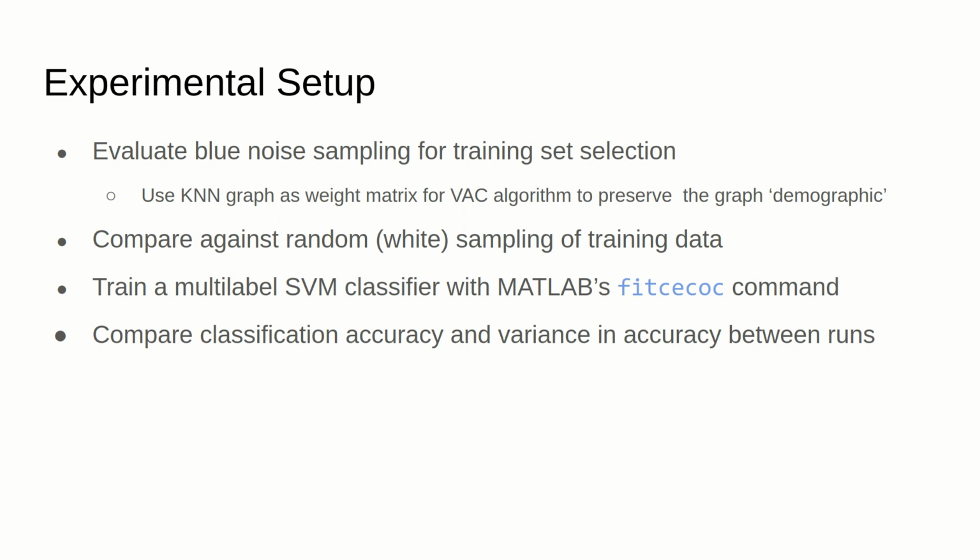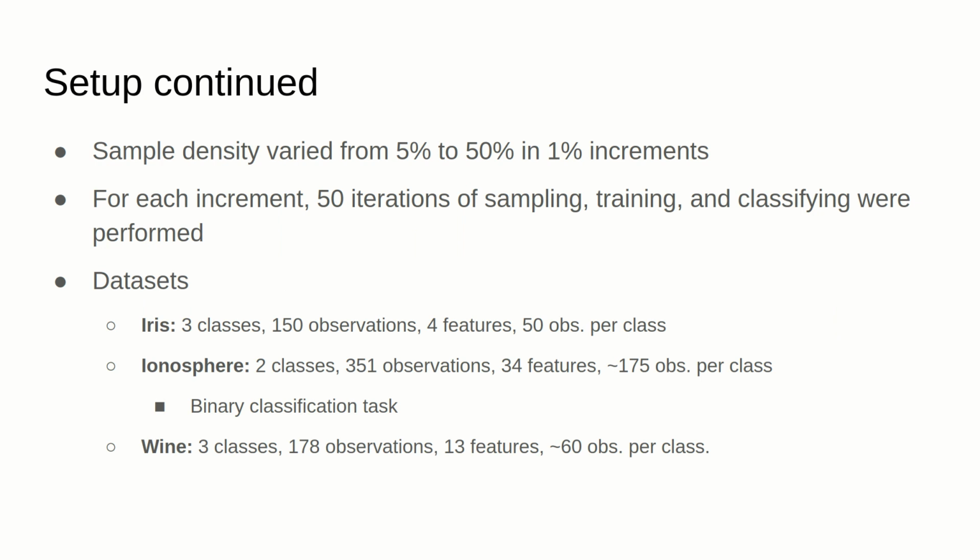So, like I said, I use a multi-label SVM classifier with MATLAB's fitcecoc command, and I compare the classification accuracy and variance in accuracy between runs for 3 different data sets. So I vary the sample density from 5 to 50% in 1% increments. For each increment, 50 iterations of sampling, training, and classifying are performed.